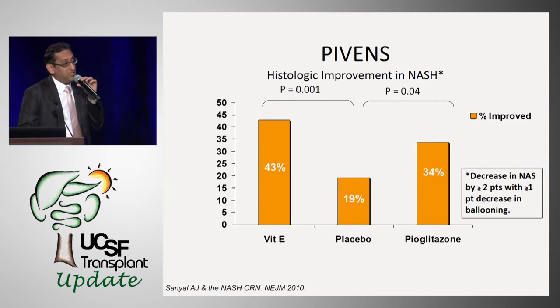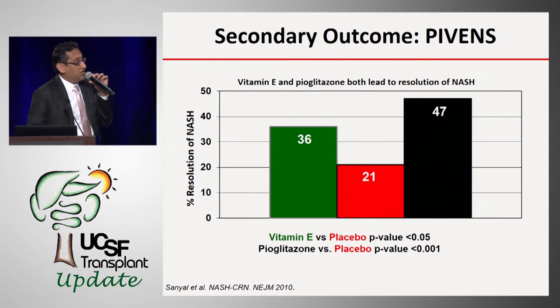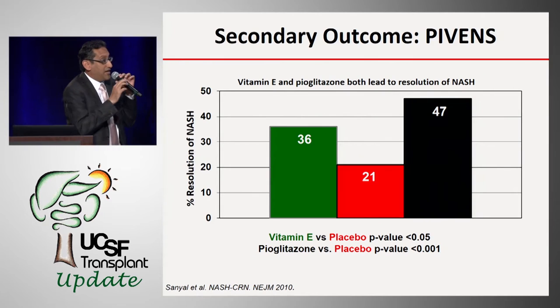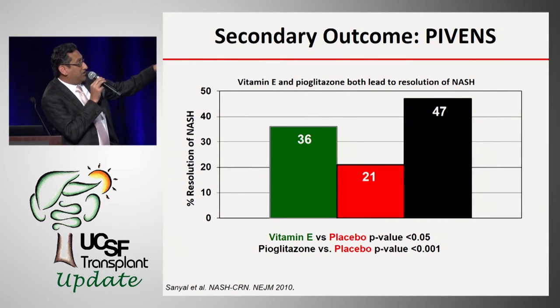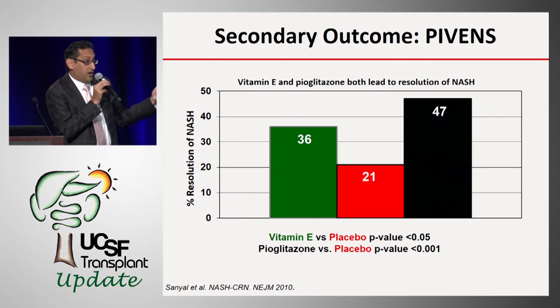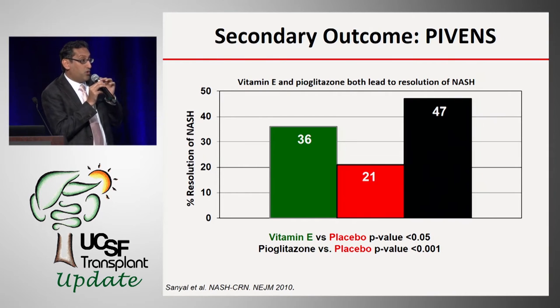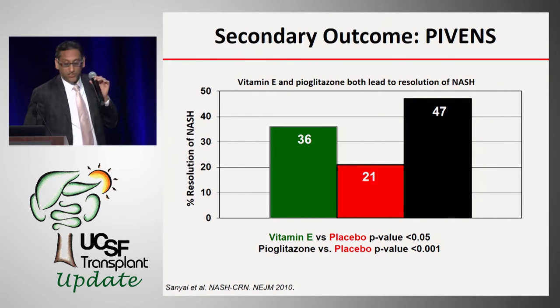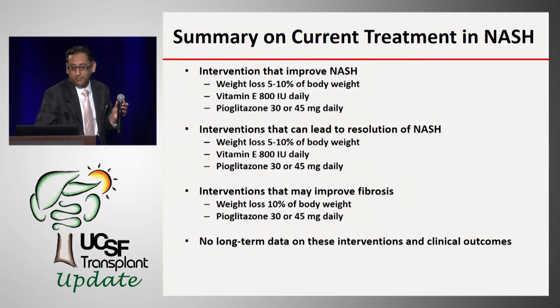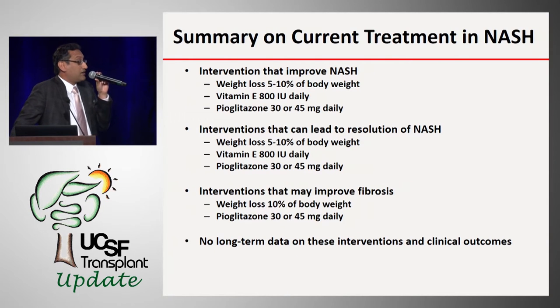The other definition is resolution of NASH. If you look at the resolution of NASH, 47% of patients in the pioglitazone arm and 36% in the vitamin E arm had resolution of NASH. So pioglitazone did work, but I will talk about the issues with both of these medications. Now, a summary of the current recommendations in NASH.